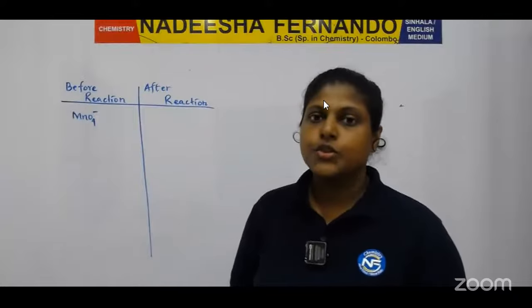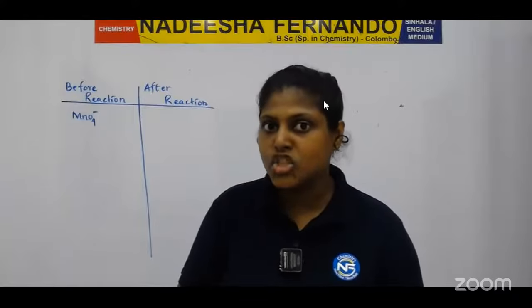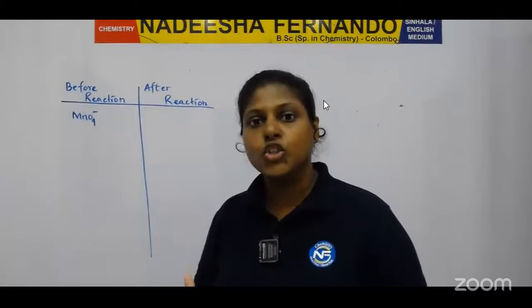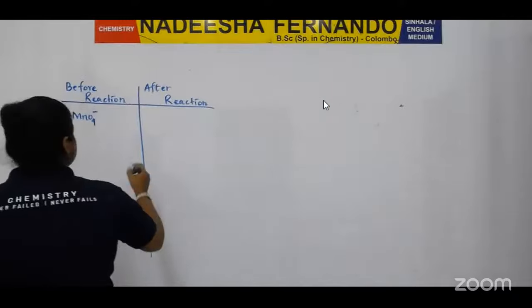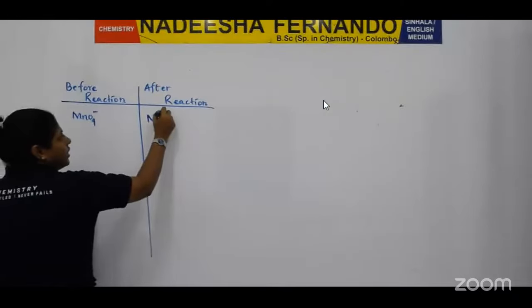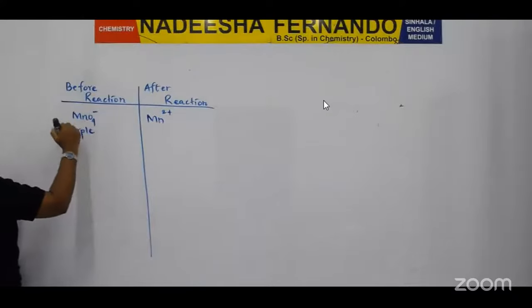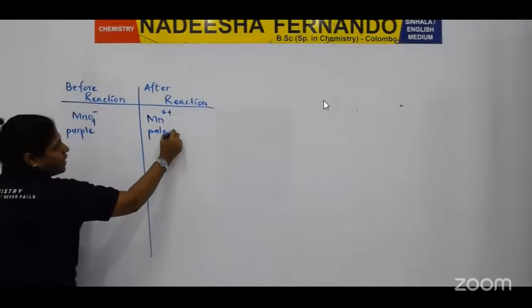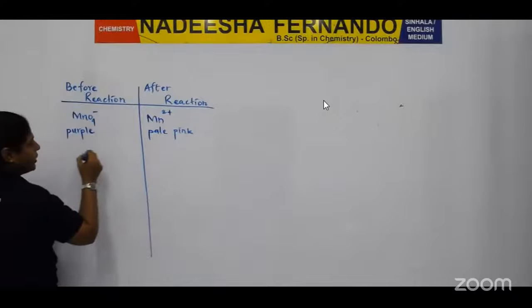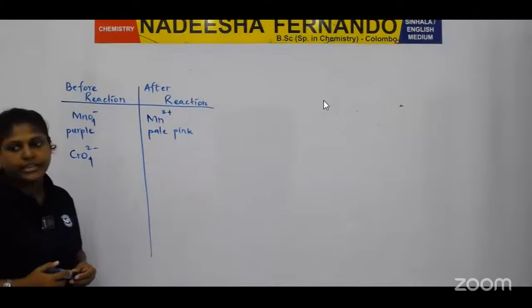Permanganate ion. After we give the acidic medium, permanganate, the initial color is purple, goes to pale pink, forming Mn2 plus. So this is Mn2 plus. The initial color is purple. After MnO4 minus goes to Mn2 plus, it goes to pale pink. Pale pink.